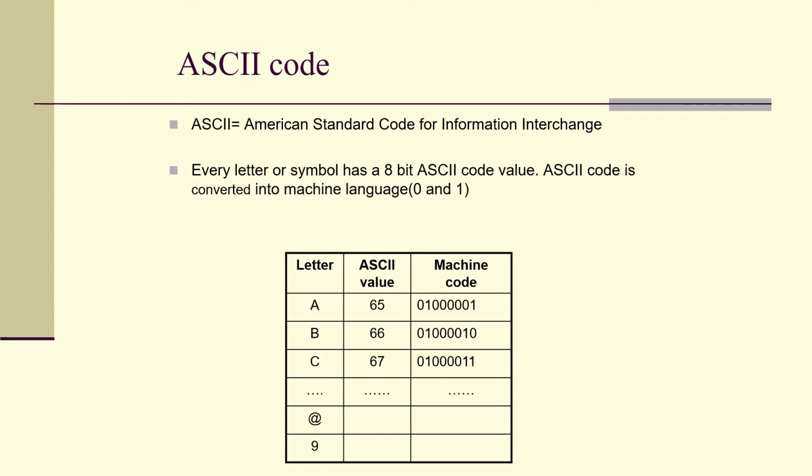The letter C's ASCII code is 67. This ASCII code is then converted into machine code. Machine code combines only 0 and 1. Currently, the most popular code is Unicode. When you become programmers, you will understand machine language along with many other languages.